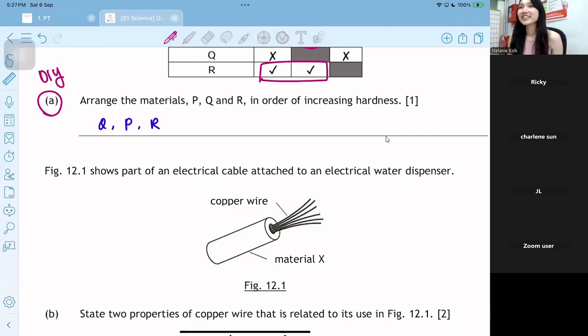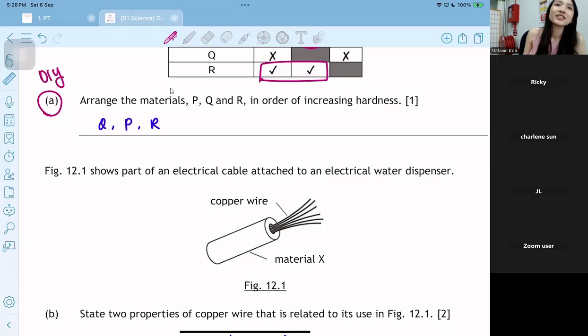Haley, besides electrical conductivity, just what do you think? Okay, it's okay to be wrong. It's fine. We're just trying. So you think about all the different physical properties that we've learned. Hardness, flexibility, melting point, density, all of that. Just choose one that you think is suitable for a copper wire.